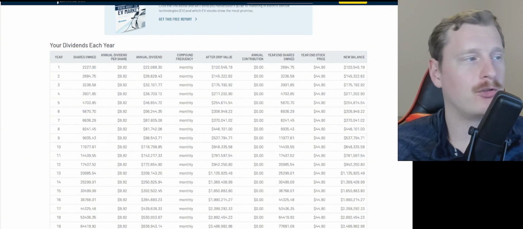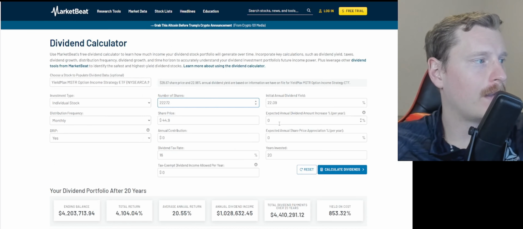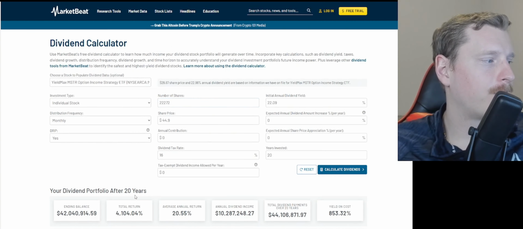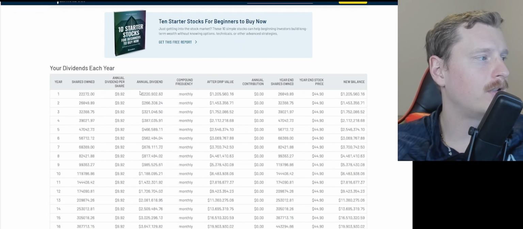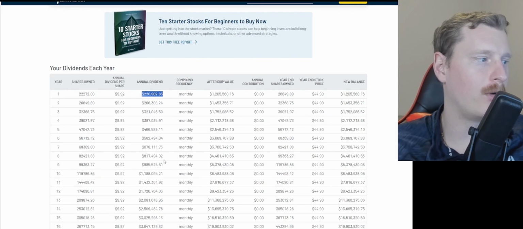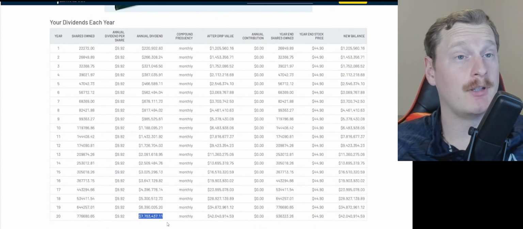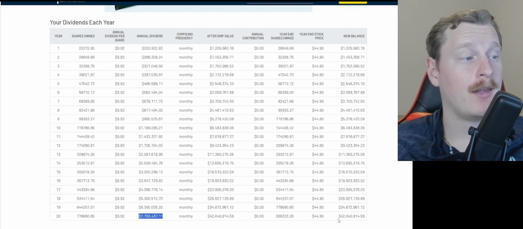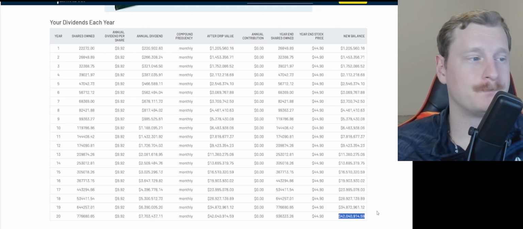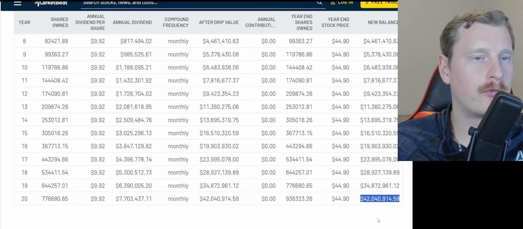Well, just for the fun of it, let's look at the $1 million investment, because a man can dream. Let's hit that 2 in there, calculate it, and look at the numbers. Your annual dividend yield was pretty much spot on with what we came up with. But after 20 years of reinvesting everything, you're going to have an annual dividend yield of about $7,703,437.11. That's wild. And then your ending balance for the fund is going to be about $42 million.